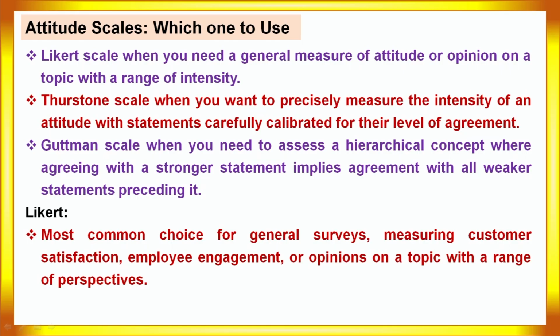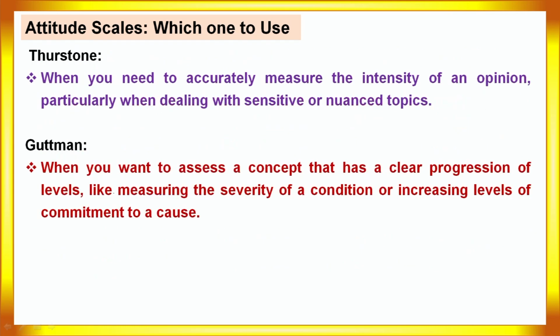So, when to use the Likert scale? If you go through this, it will be much clearer to you. The Likert scale is a common choice for general surveys, like measuring customer satisfaction, employee agreement, or opinion on a topic on a range of perspectives which can be expressed in terms of intensity, where people vary in the intensity of agreement. The Thurstone scale you need to use when you want to accurately measure the intensity of an opinion or any psychological construct, and also when you are dealing with sensitive or nuanced topics. For sensitive or personal topics, it is better to use the Thurstone scale.